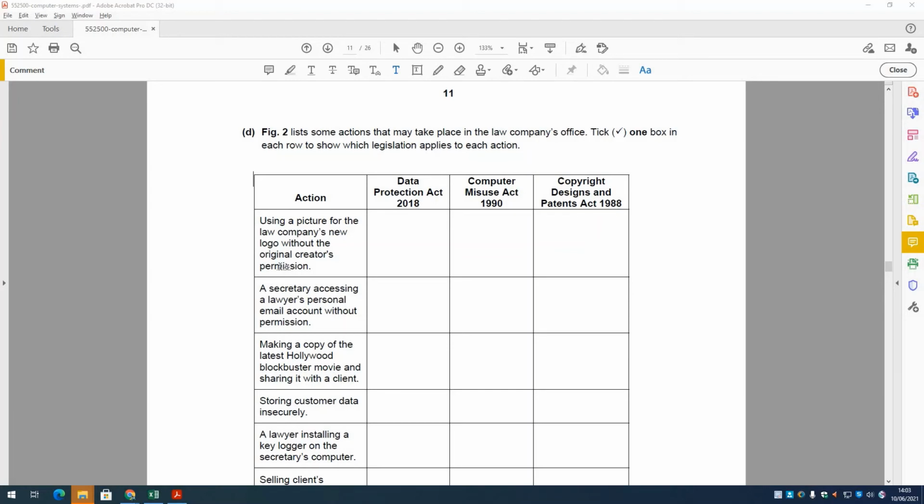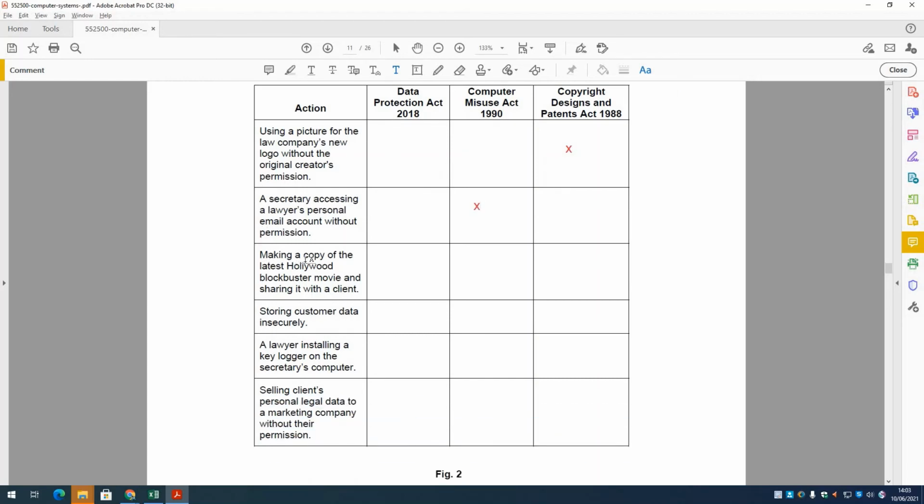So the first one, using a picture for the law company's new logo without the original creator's permission. So it's about permission, it's about images. That's going to be Copyright Designs and Patents Act. A secretary accesses a lawyer's personal email without permission. Without permission, that's going to be unauthorized access, so that's the Computer Misuse Act. Making a copy of the latest Hollywood blockbuster movie and sharing it with a client. So it's about movies, it's about copying and sharing. That's all going to be Copyright Designs and Patents Act.